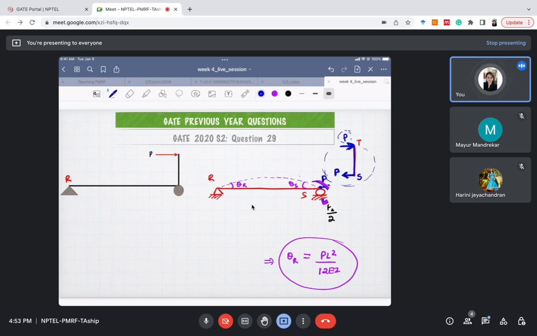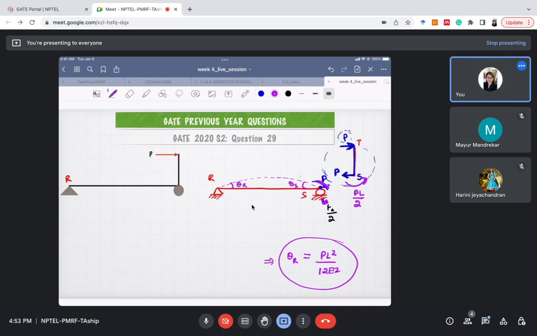Huh? This is not in equilibrium. Although the horizontal forces are balanced, it is still not in equilibrium because the rotational part is not balanced. Therefore, to balance this, I have applied this. We have to apply this moment also. And what is the value of this moment? The moment will be force multiplied by distance, so it is PL by 2.